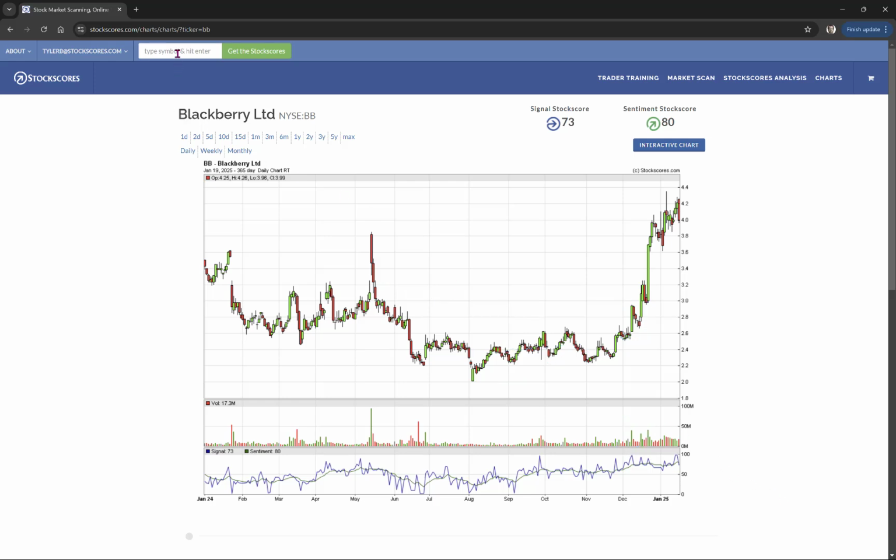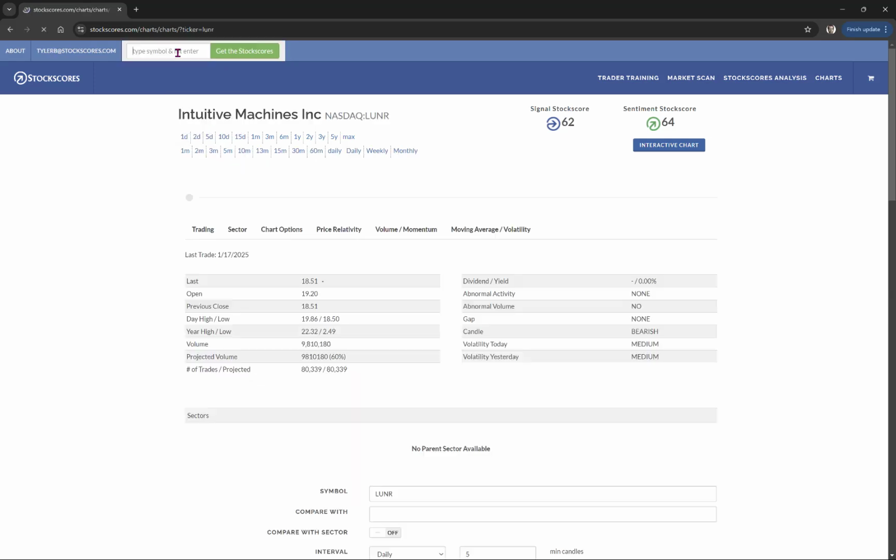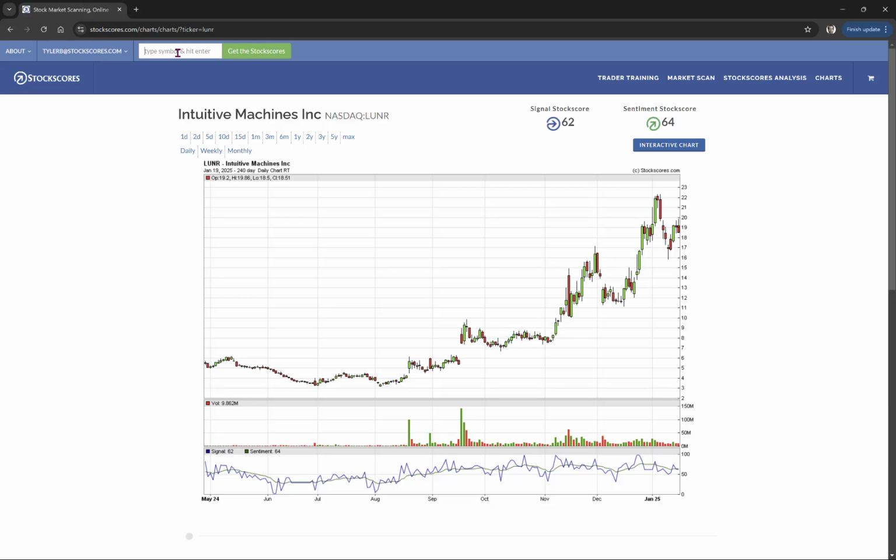Let's try LUNR, a stock that's done quite well. I'm also going to show you how this works with short-term trading. So here's LUNR, a stock that's done obviously very well. And you can see here that the tops are falling, so the sellers are in control. We do not want to be a buyer when that's happening.